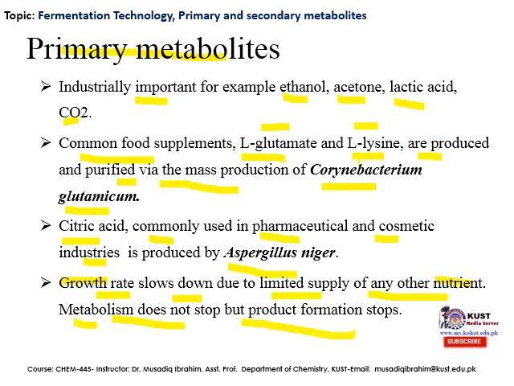But the metabolism is not stopping within the microbial cell, as the secondary metabolites example is in front of you, that they start to be produced when the stationary phase of the microbial cells is starting. So the metabolism does not stop, but the product formation of the primary metabolites stops due to the limited supply of the nutrients.